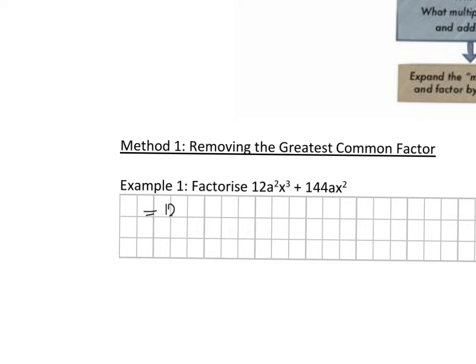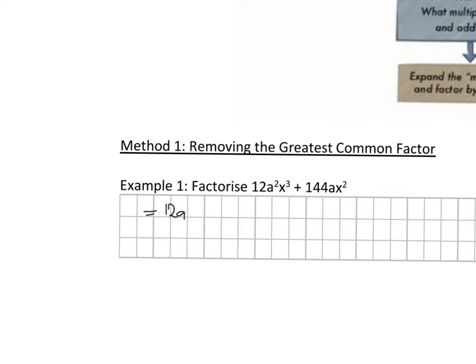Then I need to go, well, what about the variables? What's the common factors between a squared and a? Well, obviously I can't take out a squared because I can't take that out of the second term. I can take it out of the first term, but not out of the second term. But I can take out a. So if I take out a, I can take out a from the first term and the second term. So I'm going to go with that.